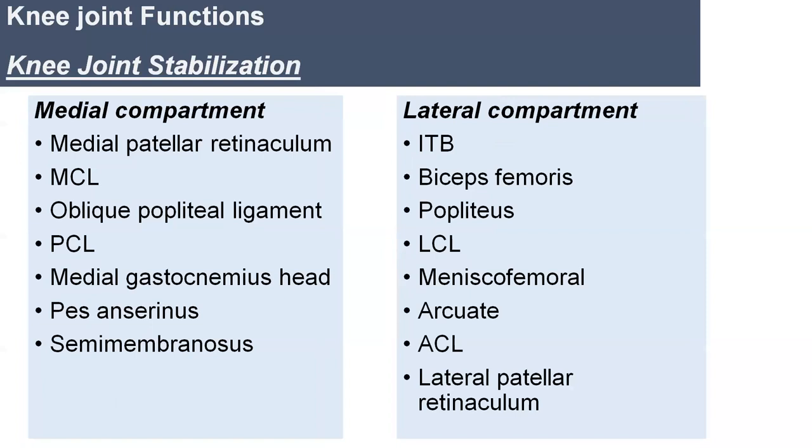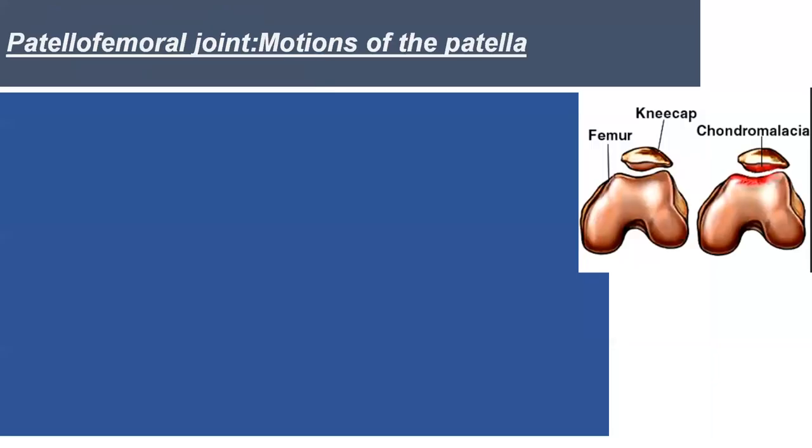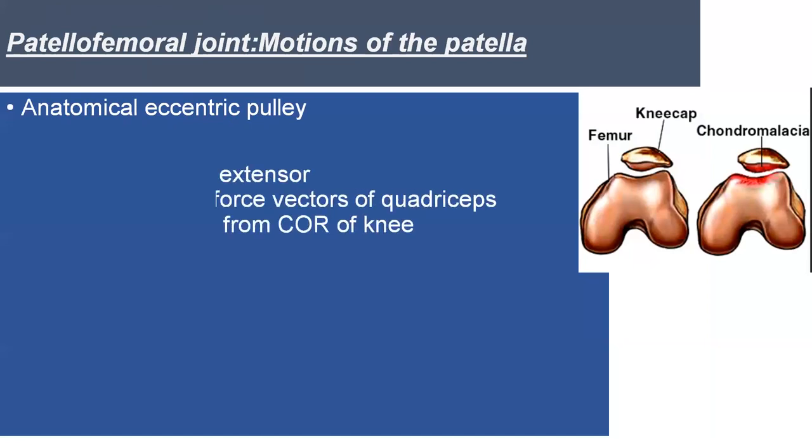The medial compartment includes the medial patellar retinaculum, the medial collateral ligament, the oblique popliteal ligament, the posterior cruciate ligament, medial gastrocnemius head, pes anserinus and semimembranosus. The lateral compartment includes the IT band, biceps femoris, popliteus, lateral collateral ligament, meniscofemoral, arcuate, anterior cruciate ligament, and the lateral patellar retinaculum. So coming to the patellofemoral joint, it is anatomically an eccentric pulley.